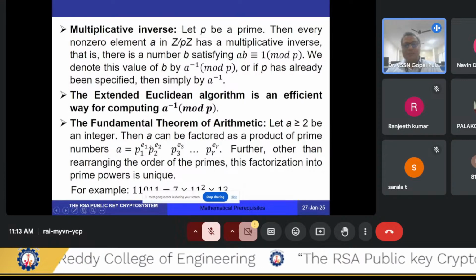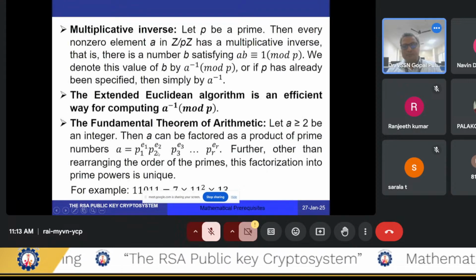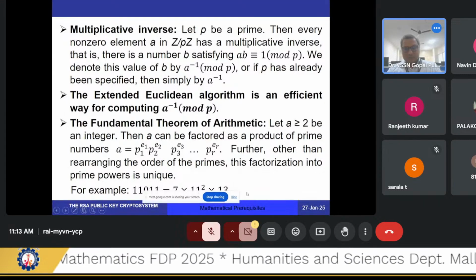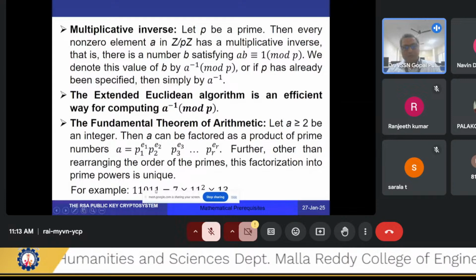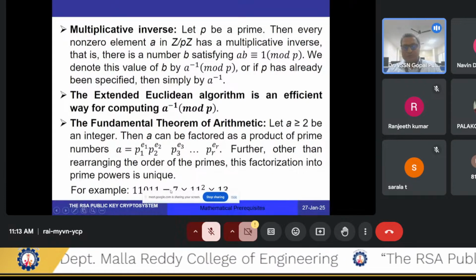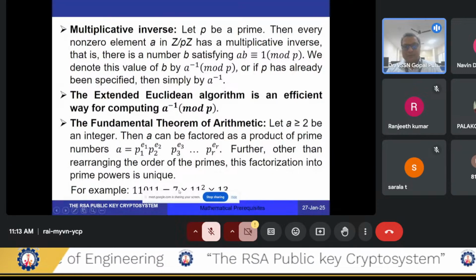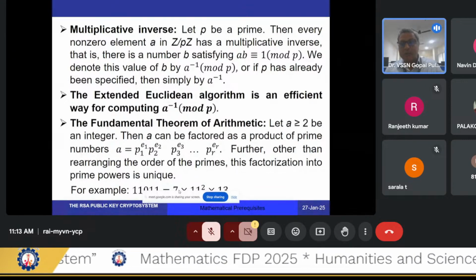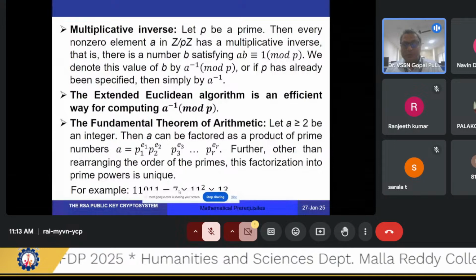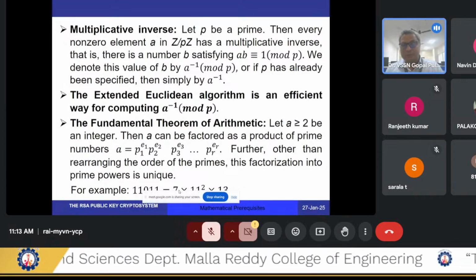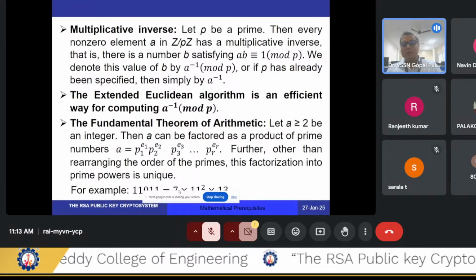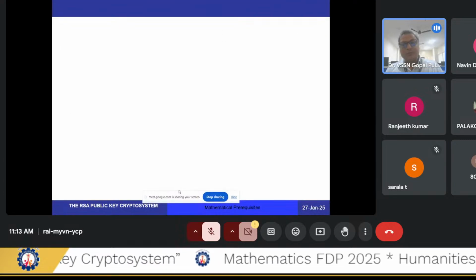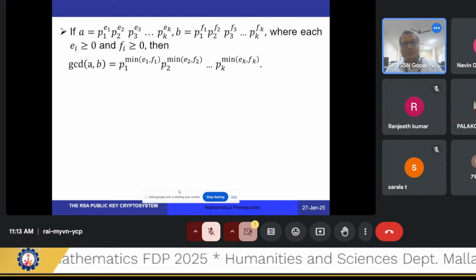As an example, I considered 11011, which one can observe as the product 7 into 11 square into 13. So 7, 11, 13 are all primes. This particular number 11011 can be observed as the product of finite prime powers. So let us move on to the next.